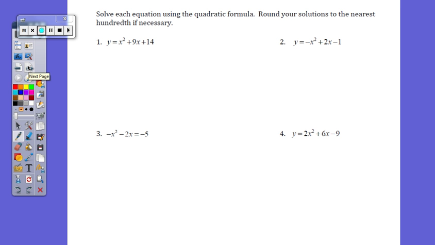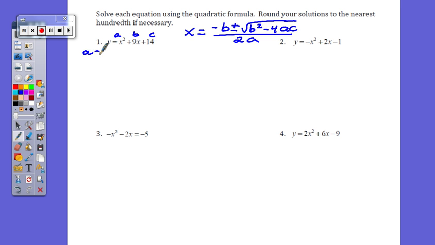I'm going to write the formula again up here because I don't see it up here. I know you see it on your papers, but I need to see it up here too. This is what I'm going to follow along with. So number 1, we have our a, which is out in front here, we have our b, and we have our c. If there's no number out in front of that x squared, then that's a 1, right? So our a is equal to 1, our b is equal to 9, and our c is equal to 14, and this is what we're going to follow along with now.